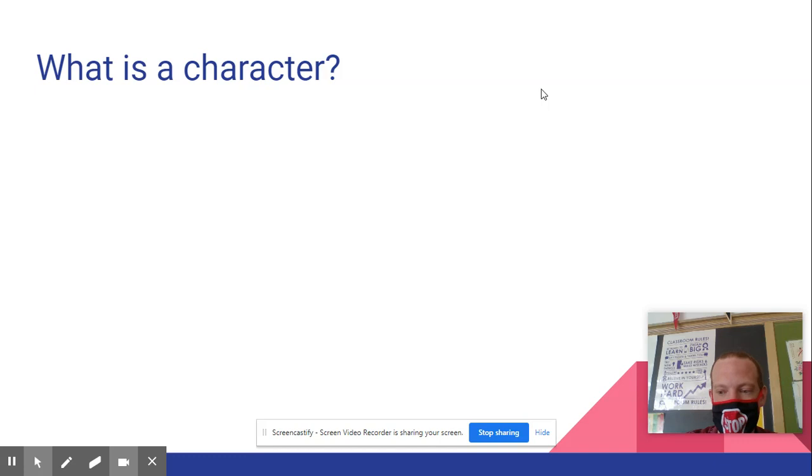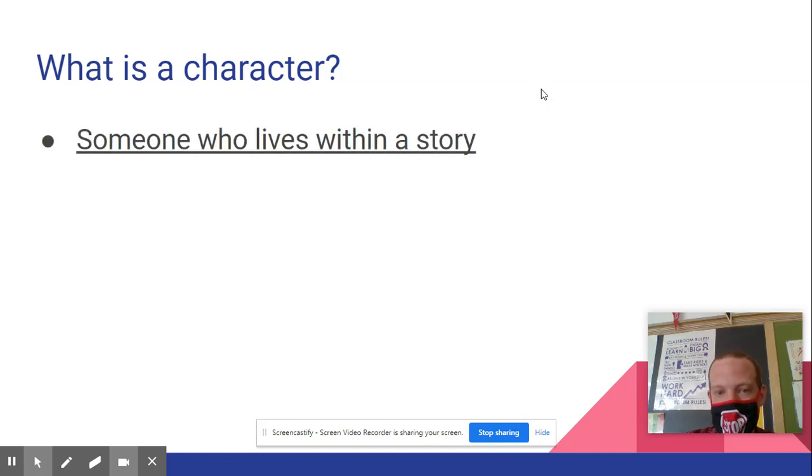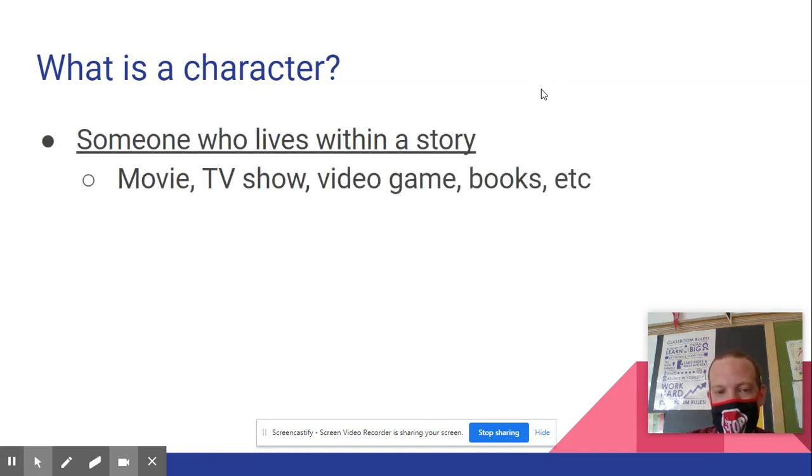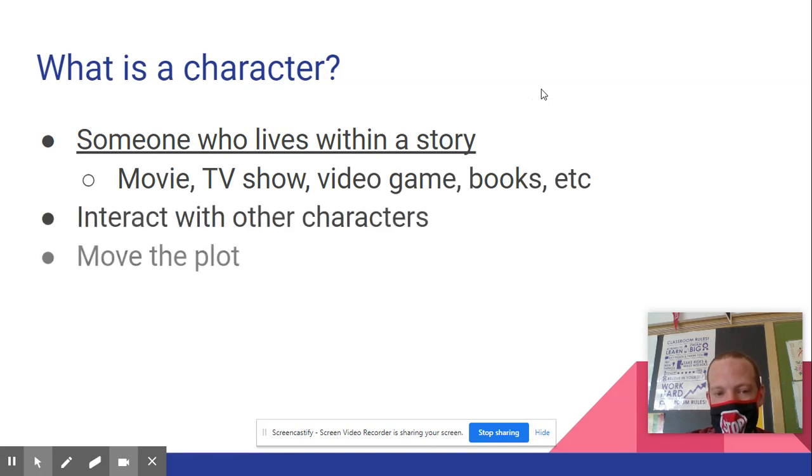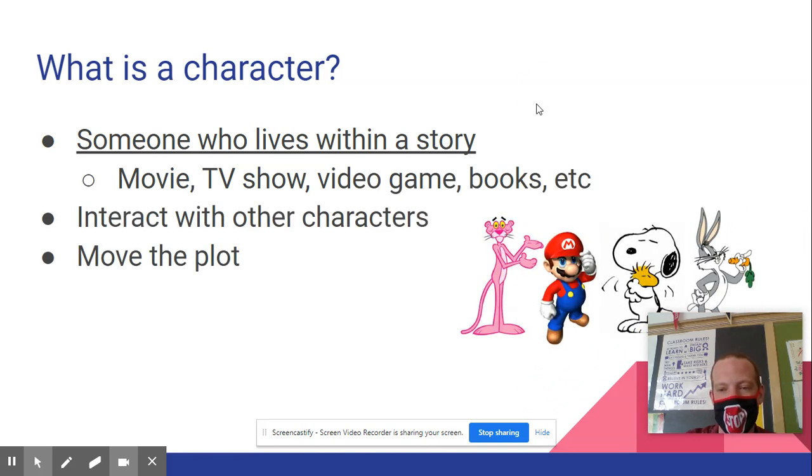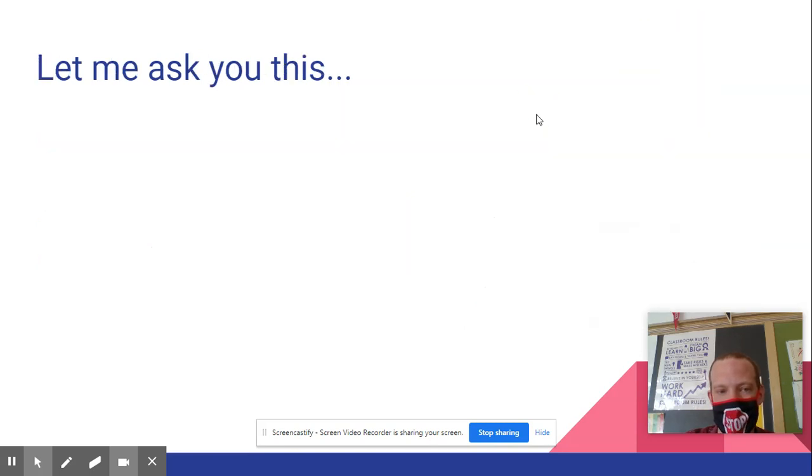So, what is a character? Great question. It's someone who lives within a story. It could be a movie, TV show, video game, book, or etc. They interact with other characters. They move the plot forward. And there are lots and lots of different kinds of characters. So keep that in mind.